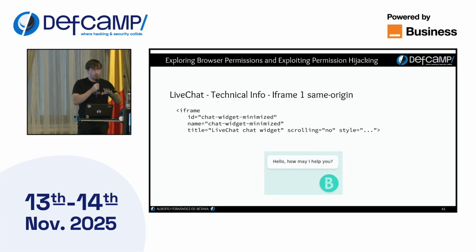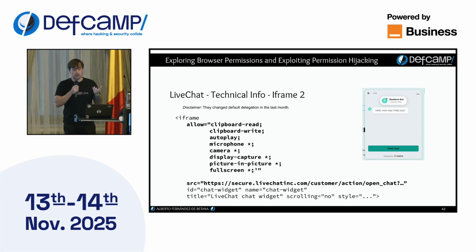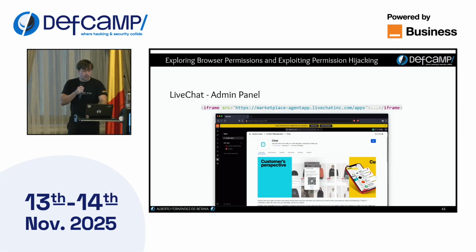First, I need to explain a bit of technical information about how live chat works. Live chat includes first a same origin iframe, that only appears on the corner. But when you click it, it will create a different iframe that is from the live chat domain, and it's not same origin. And on this one is where the delegation happens. So it creates these two iframes. So I started digging on this one. This one was much harder than the first one.